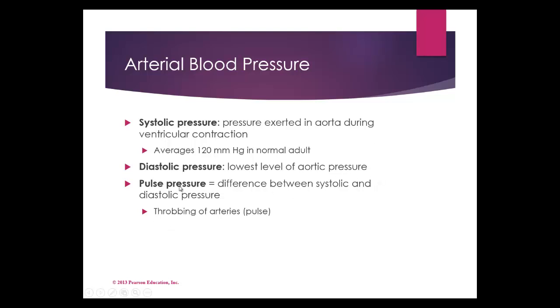And when we subtract the two numbers, if we take a pressure of 120 over 80, for example, 80 is a typical diastolic pressure, the pulse pressure is the difference between those two numbers. So we're looking at a difference of 40 millimeters of mercury. If we take 120 as a systolic pressure and 80 as a typical diastolic pressure, the difference between them is 40 millimeters of mercury. And that's what we call the pulse pressure.